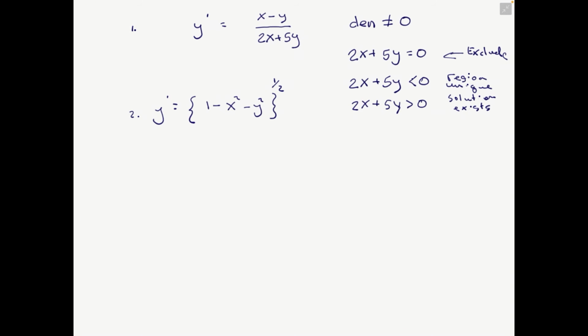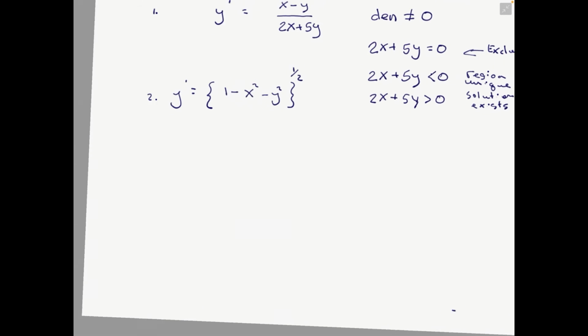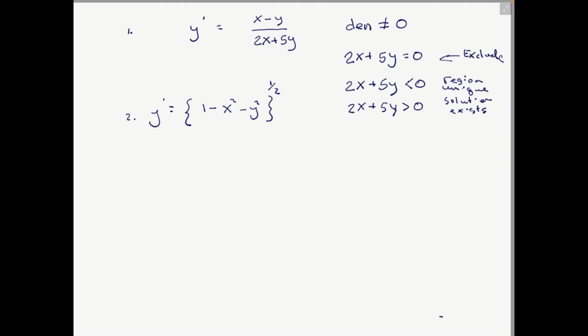All right, so let's take a quick look at this one. So this is a square root. So 1 minus x squared minus y squared can't be less than 0. The argument can't be less than 0 inside that square root.